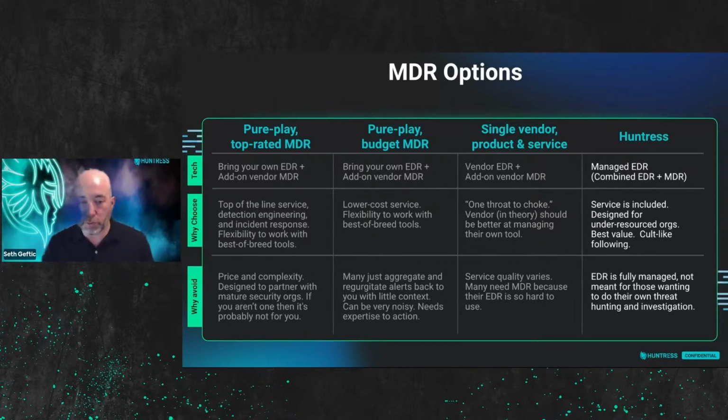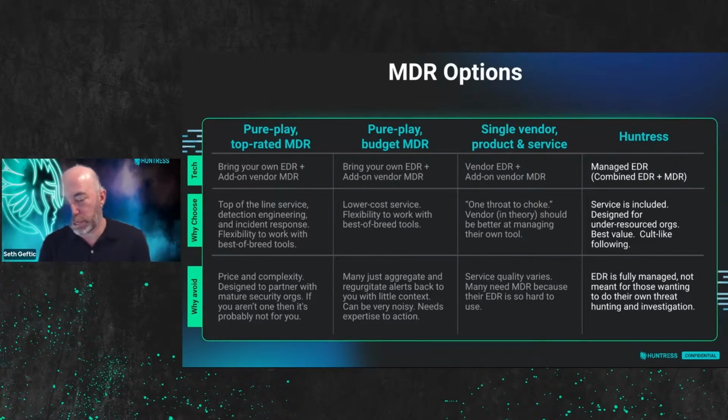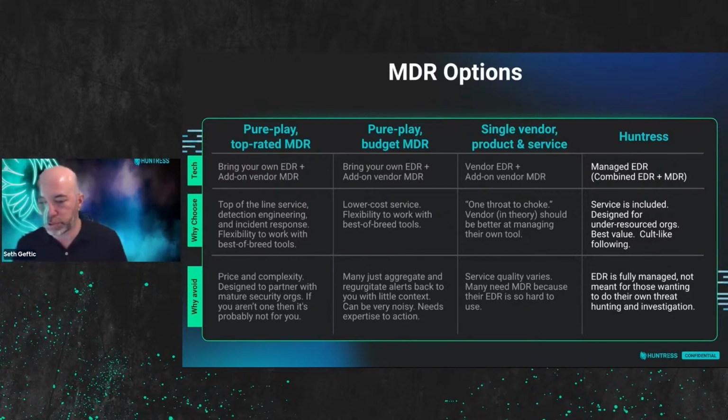Obviously, Huntress is where I work, and we're not really the same as those three. We're slightly different. So one of the biggest differences about Huntress is that we're a managed EDR service, which means we have the EDR product and the MDR service that are combined. So you can't bifurcate them, you can't split them out. The EDR service itself was built with the MDR service integrated into it, and you can't decouple them. So for our customers and our partners, that's exactly what they're looking for. So if you're an under-resourced org that's probably not going to go in and do all your own threat hunting and all your deep dive investigations on your own, this is the perfect solution for you.